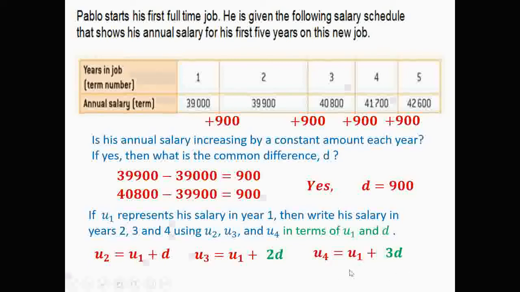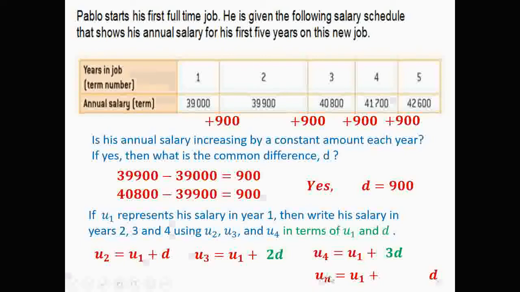So our general rule for arithmetic sequences is this. U sub n, to get any future number, we take the first number and add what? How many jumps of the D value, the common difference, do we add? And look back here. Here we are looking for U3, we did 2 jumps of D. To get to U3, we only did 900 twice, right? To get to U4, we added D 3 times.